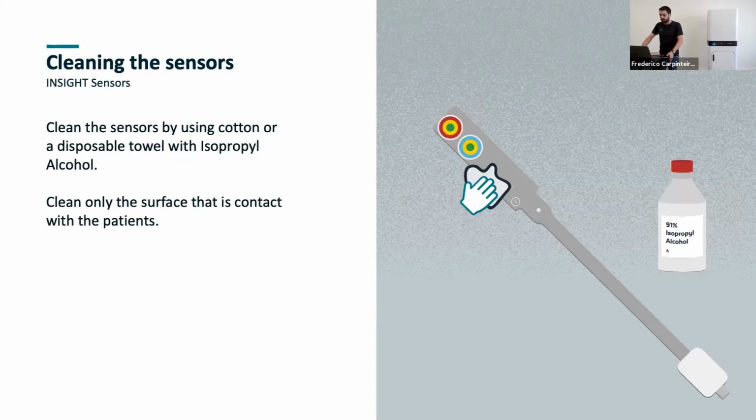So the sensors, since they are reusable for a certain number of times, they can be and should be cleaned, and that can be done with a disposable towel or cotton with alcohol. And usually you only need to clean the surface that is in contact with the patient, but if you also clean the adhesive layer, there's no problem because it's a silicone-based adhesive. So as long as you then leave it to dry, it will keep adhering without any issues.